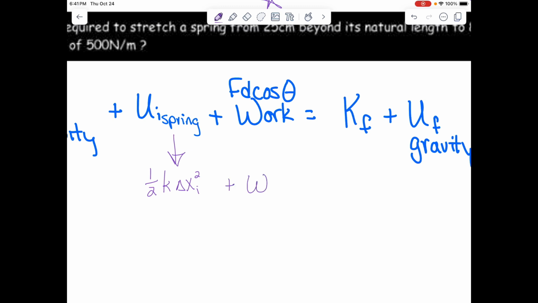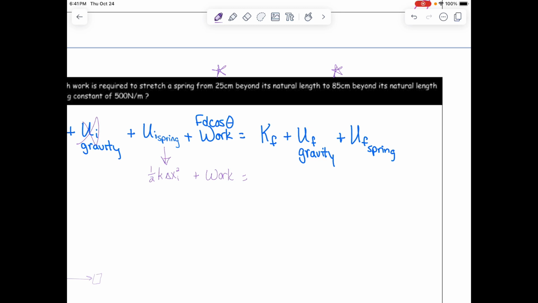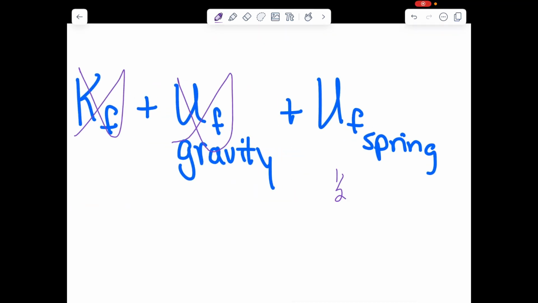It says there's work done, so they want us to figure it out. Does it say it's moving at the end? No, we just assume it's being held. It's not in the air. It's not a vertical spring. And then here we go again. Final is 1/2 k delta x squared. Delta x means how far away from its resting spot it is.